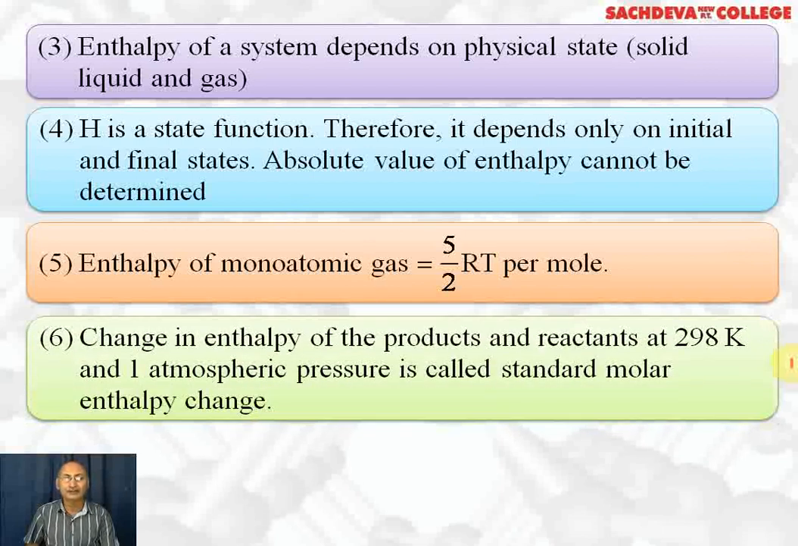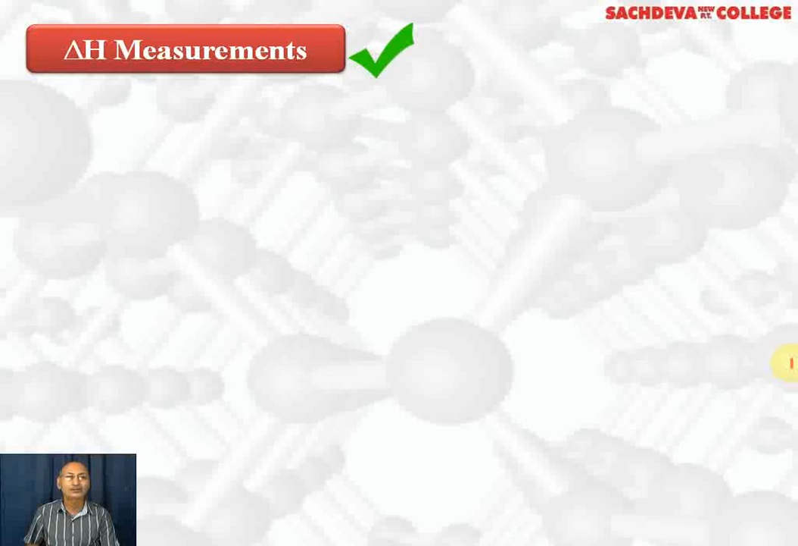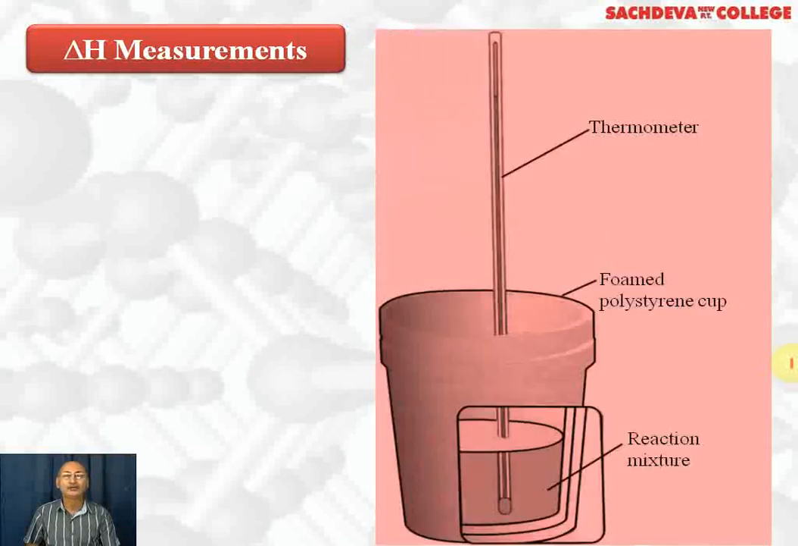Change in enthalpy of the products and reactants at 298 Kelvin and 1 atmospheric pressure is called standard molar enthalpy change, which is denoted by delta H standard. Now, how to measure delta H? Delta U was the heat exchanged with the surroundings at constant volume, whereas delta H is the heat evolved or absorbed at constant pressure, that is, when the process is carried out in an open container.